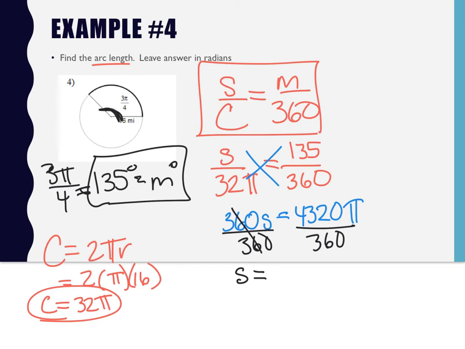I'm not looking at my notes correctly. 4320 divided by 360 does end up being 12 pi. So when it divides evenly, it's easiest to leave it in pi. That's less math to do. You don't have to hit 12 times the pi button. But if you did, your answer would round to that. So the answer for the arc length is 12 pi, or 37.7, and we happen to be in miles here, so that, of course, is a huge circle.